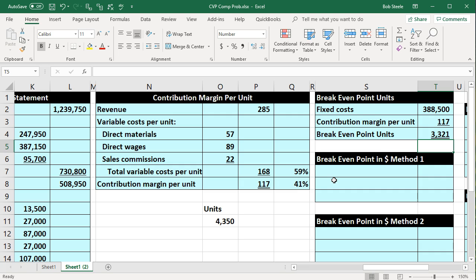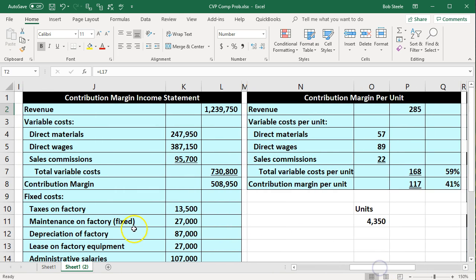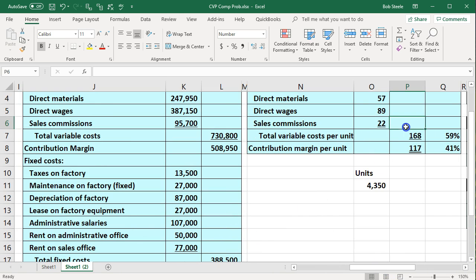In other words, we need to sell the 3,321 units in order to cover both the variable costs, because we're covering the variable costs here. This is what we're gaining over and above the variable costs with each unit sold. That means that these many units need to be sold in order to reach this dollar amount, the fixed costs, things like the rent and all these other items that are included over here in the fixed cost items.